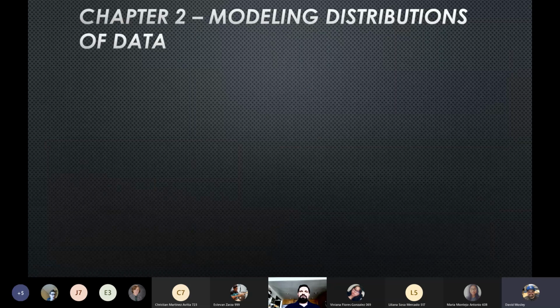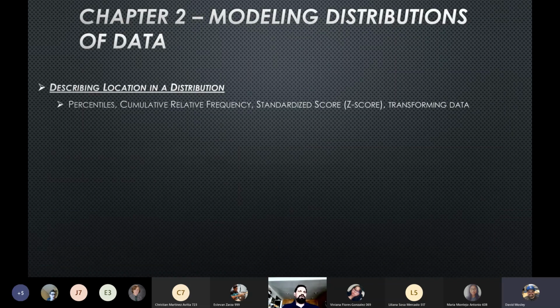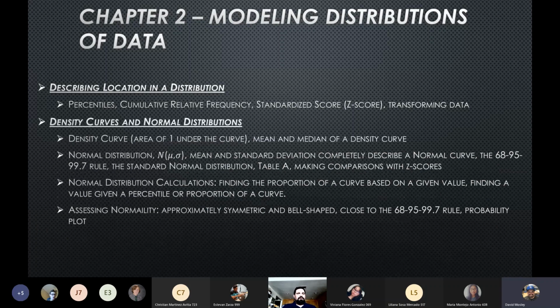In chapter 2, we went on to modeling distributions of data. We were describing location and distribution. We can describe location with percentiles. We can use a cumulative or relative frequency, a standardized score or z-score, and calculating a z-score is one form of transforming our data from our raw score to a standardized score. Density curves and normal distributions.